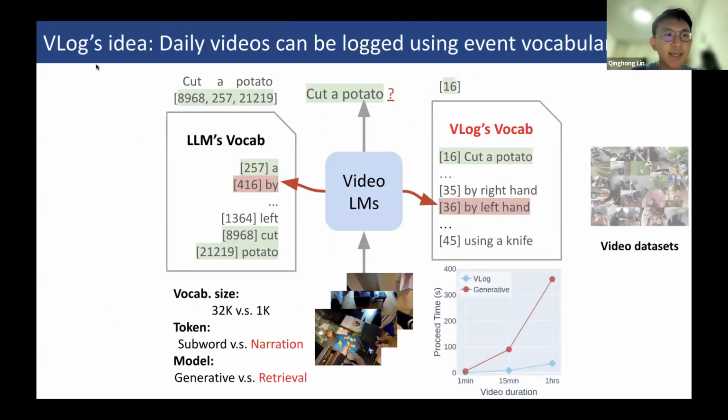The key idea of our work, VLog, is that we assume daily videos can be logged by event vocabularies. If we assume we have such a vocabulary from a video dataset such as Ego4D, then to produce a response such as cut potato, we need fewer tokens, such as only 1 token. And instead of generating a token sequence, we can translate this into a retrieval problem, so it can be much more efficient.